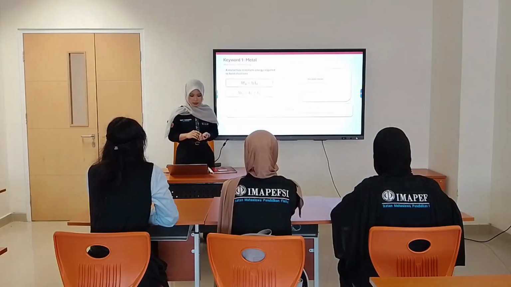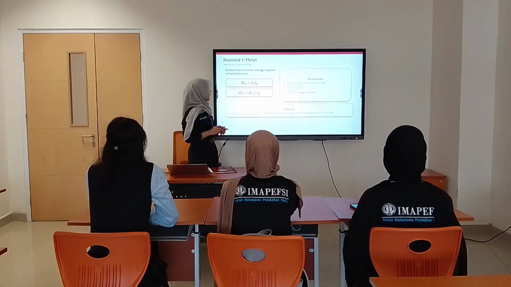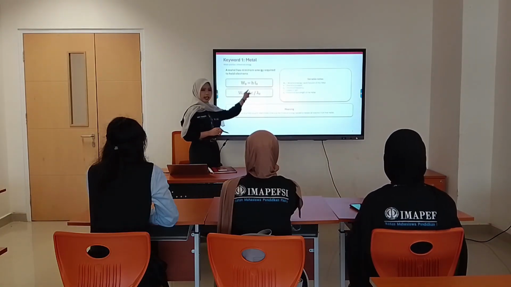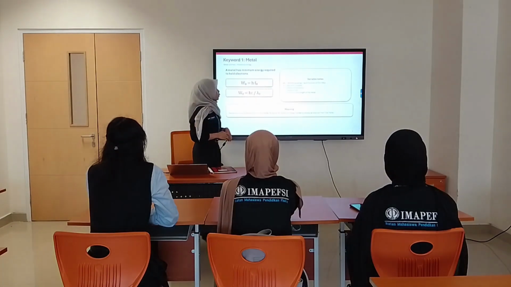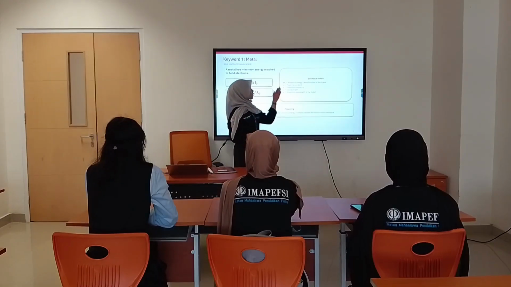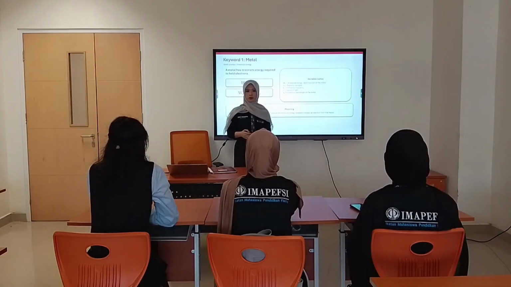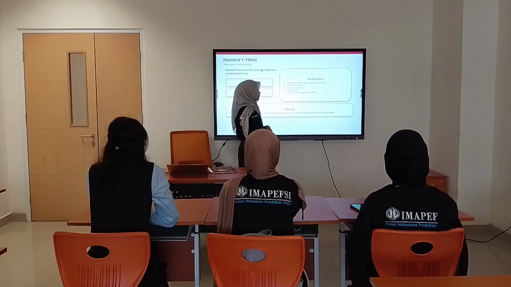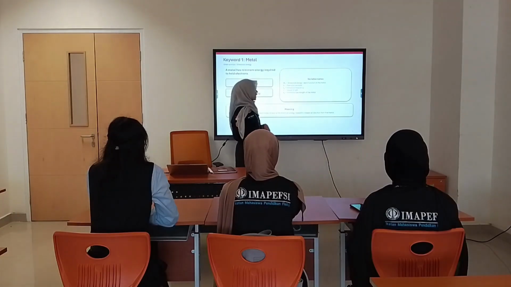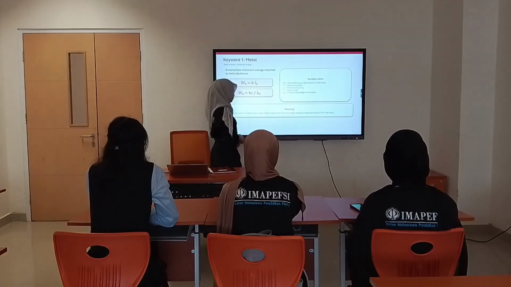The minimum energy can be written as W0 equals h times f0, or it can also be written as W0 equals h times c divided by lambda 0. Here W0 is the threshold energy or the work function of the metal, h is Planck's constant, f0 is the threshold frequency, c is the speed of light, and lambda 0 is the threshold wavelength of the metal.